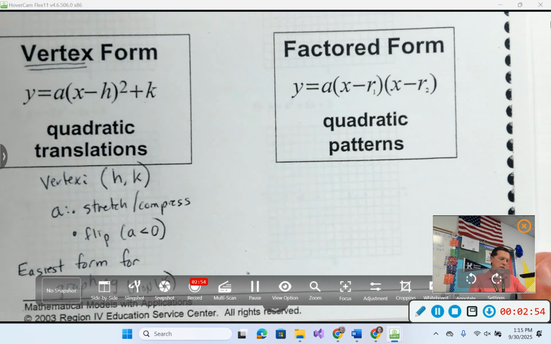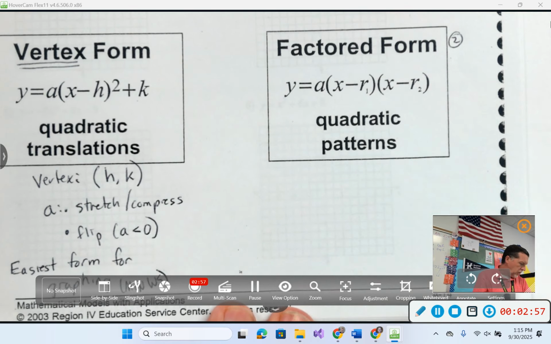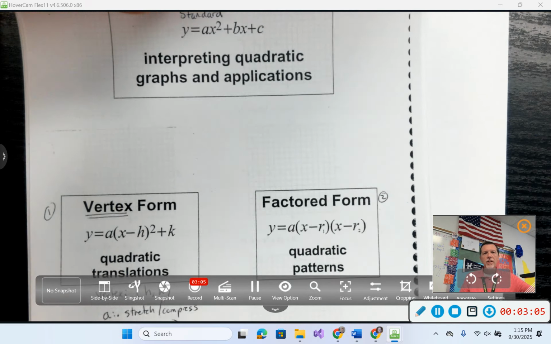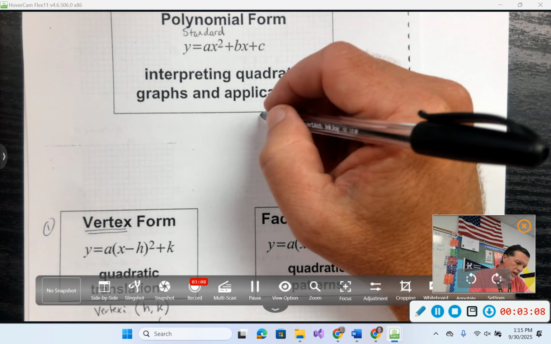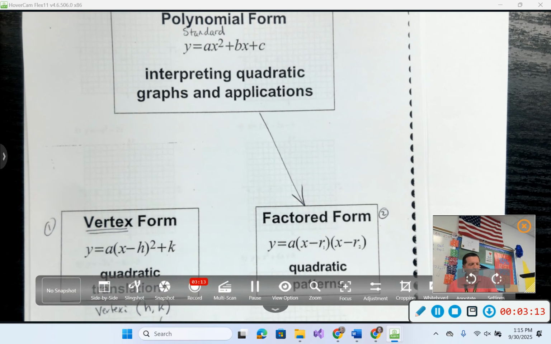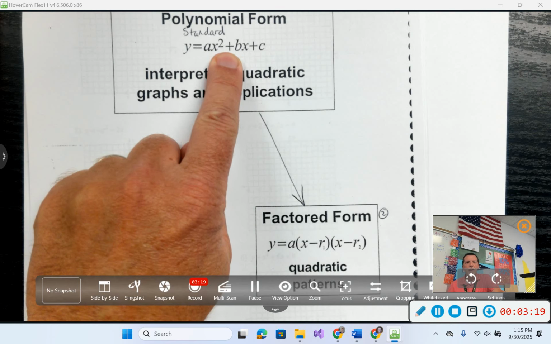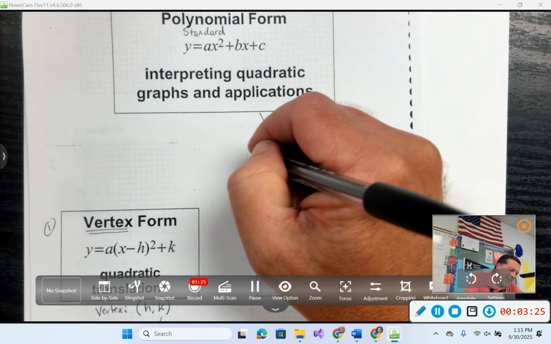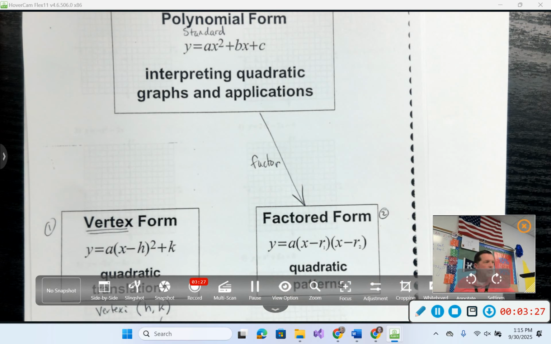Let's talk about factored form. Number 2. Factored form, it's obviously factored. That's why we call it factored form. Let's take one of the connections. I'm literally going to zoom out here. To get from standard form to factored form, don't overthink this. What do you have to do to get from a quadratic that looks like that to a quadratic that looks like that? You factor it. So we know how to get from standard form to factored form. You factor it.